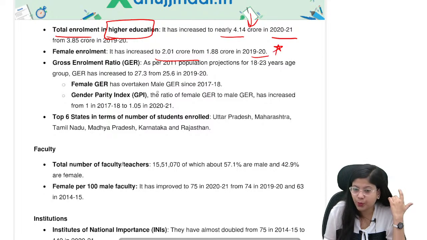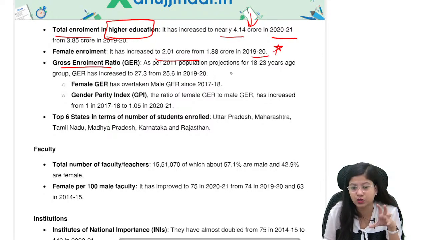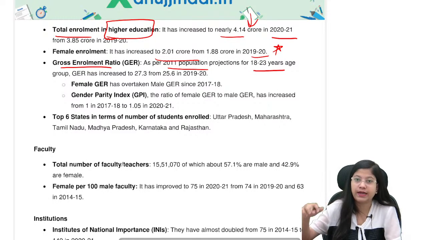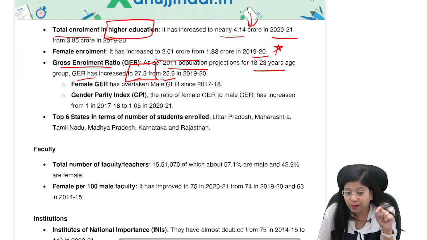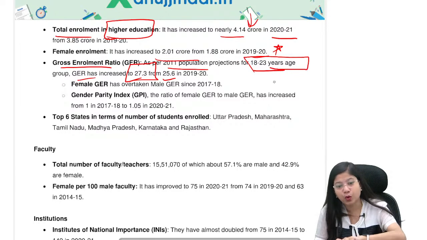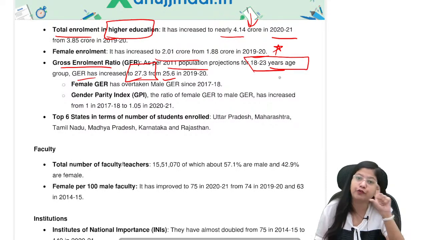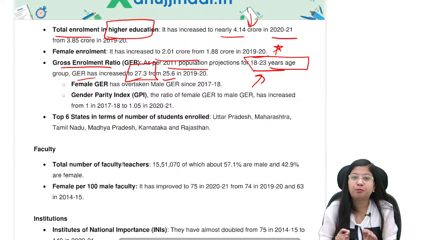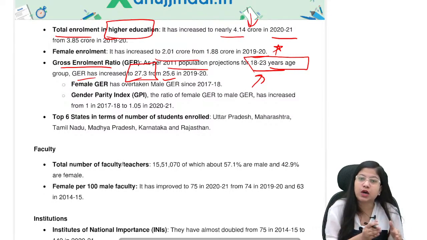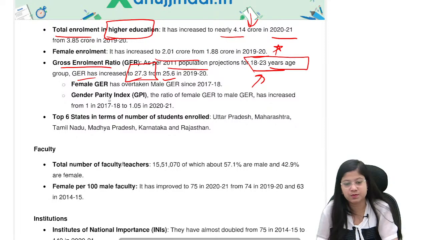Female enrollment is important. Gross enrollment ratio has also increased. So as per the 2011 population census, for 18 to 23-year-old, the GER has increased to 27.3% in comparison to 25.6%. This means that all the people in the age group of 18 to 23, out of those 27.3% are enrolled in the higher educational institutions, and the total number of population has been based on the 2011 census. Okay, this much is clear.